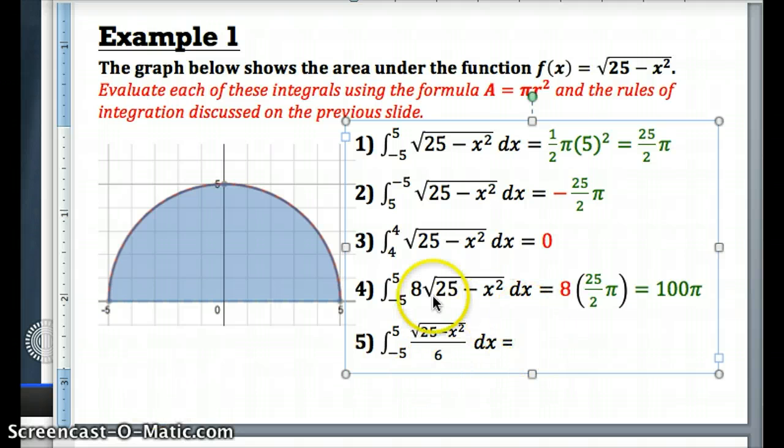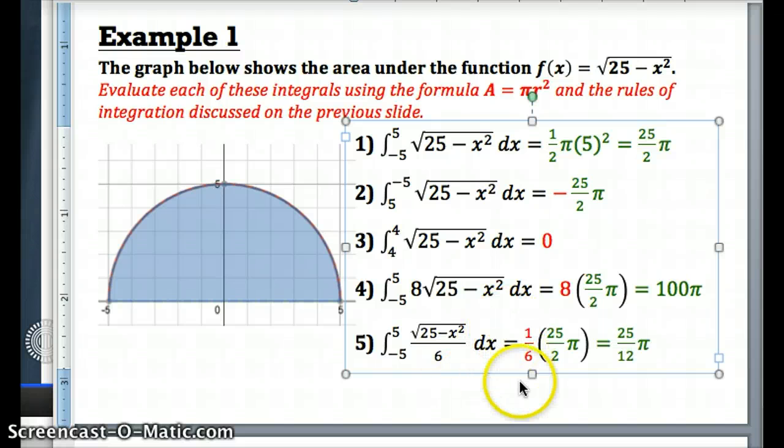In 5, we're actually also multiplying, although you have to be a little sneaky because this is the original function. It looks like it's being divided, but dividing by 6 is the same thing as multiplying by 1 over 6. So when I multiply by 1 over 6, multiply the numerator and denominator, and we get 25 over 12 pi.